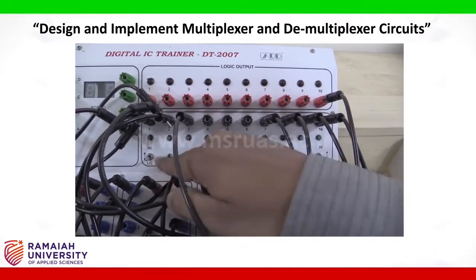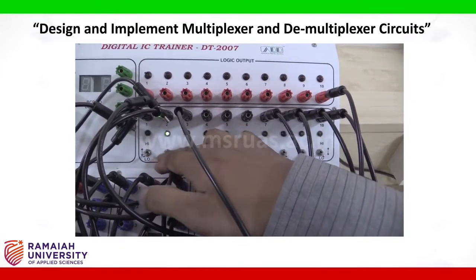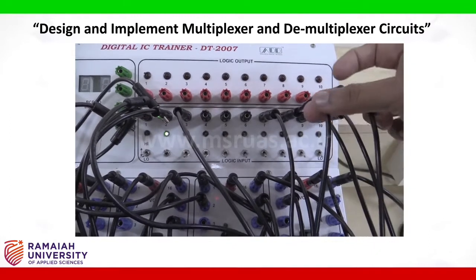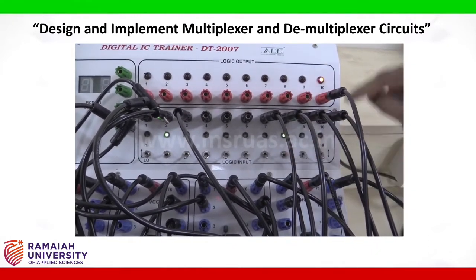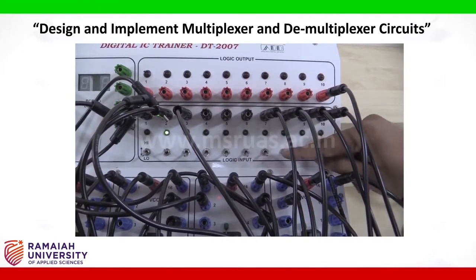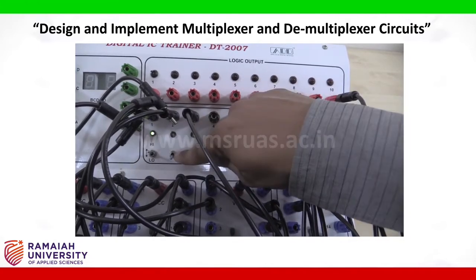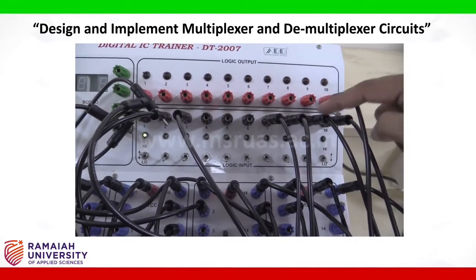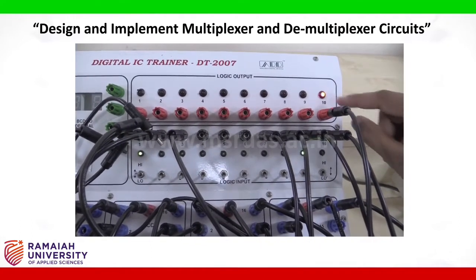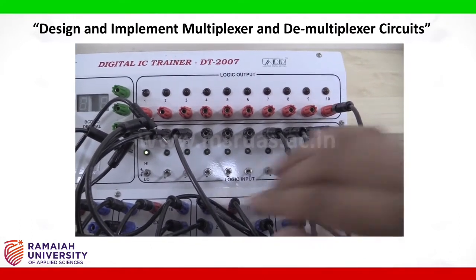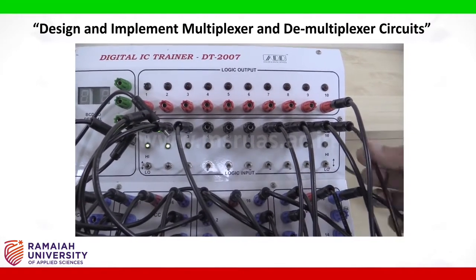Now similarly I will change the input selection lines from 0, 0 to 0, 1. So therefore that means the second input line has to get select. So the moment I make the second input line high, output will get select. So similarly I will go for the third combination, that is 1, 0. So that time third input has to get select. If I make this third input high, the output will get select. And this is similarly for fourth input, that is 1, 1. So that means fourth input has to get select.